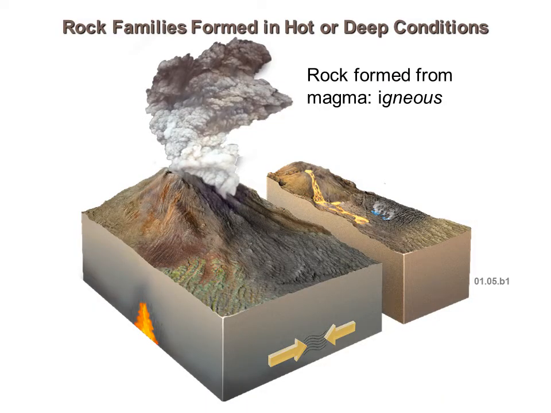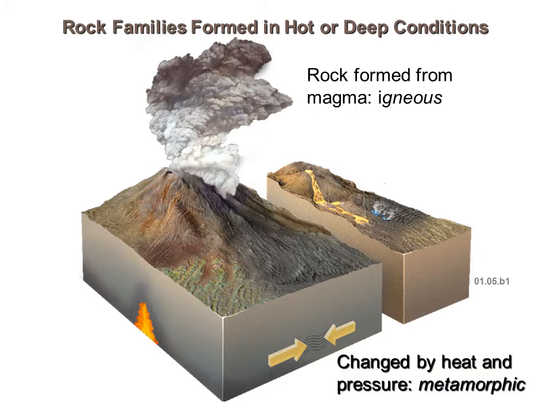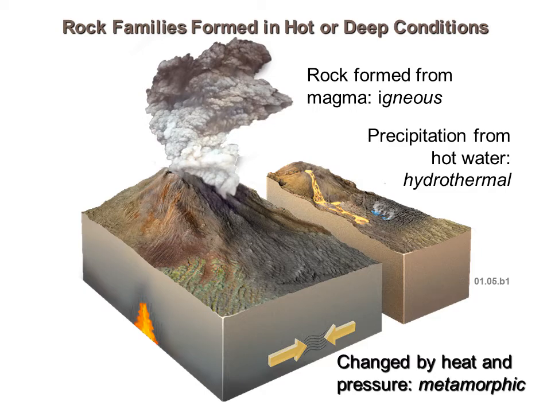Alright, now we can get back to our little chart in your notes. So rock families formed in hot or deep conditions, the term for those, if the rock is formed from magma, it is igneous. If it is changed by heat and pressure, it is metamorphic. If it is formed from precipitation from hot water, it's called hydrothermal.